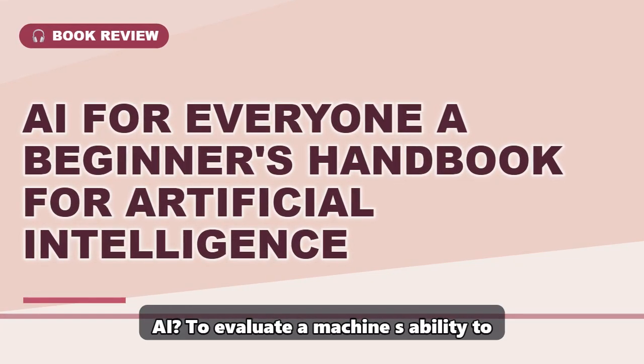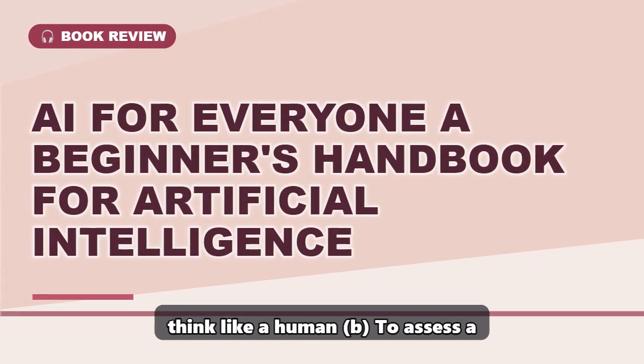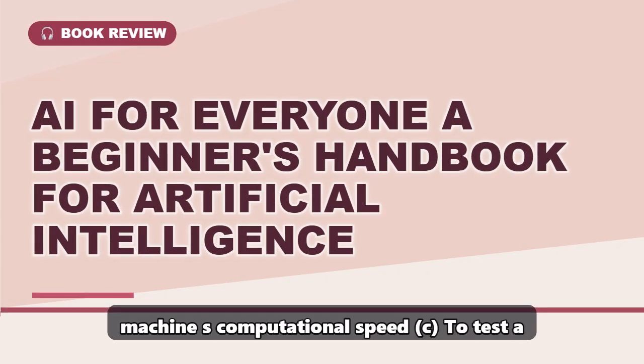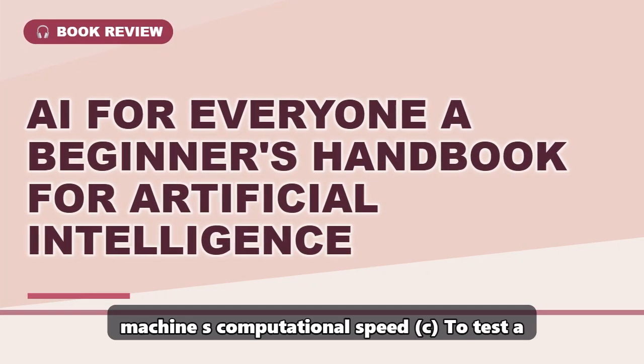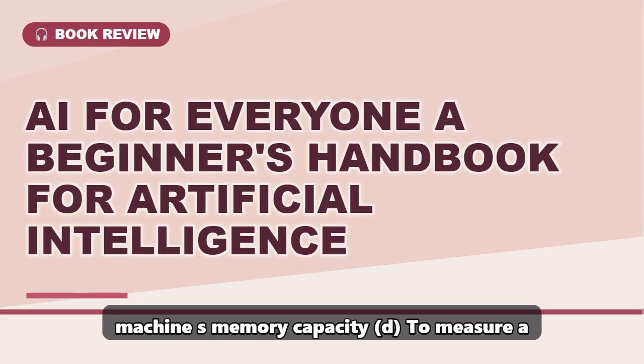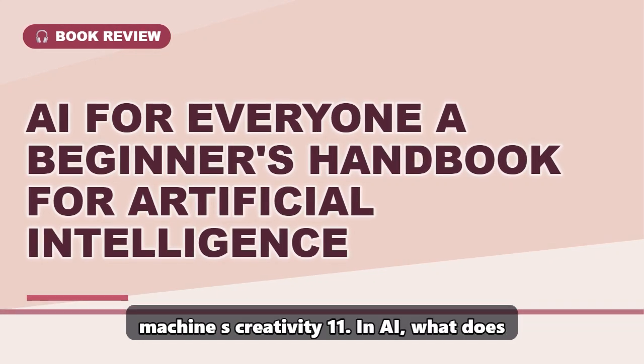10. What is the primary purpose of the Turing test in AI? A. To evaluate a machine's ability to think like a human. B. To assess a machine's computational speed. C. To test a machine's memory capacity. D. To measure a machine's creativity.